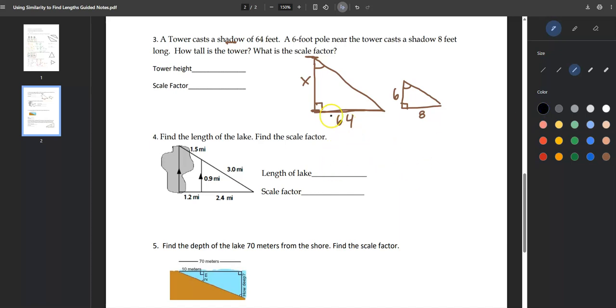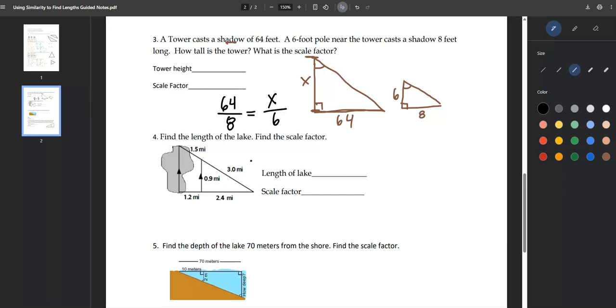So I always start with where the x is, okay? This will help us find the scale factor. So I start with where that variable is. I go to the side that's with it. So I would start with 64, and then I'm going to divide it by the corresponding side. That's the shadow divided by the shadow. So 64 over 8. This will give me my scale factor. We'll get that in just a second. But that's going to be equal to, I'm going to go back to my x over that corresponding side, the height of the pole of 6.